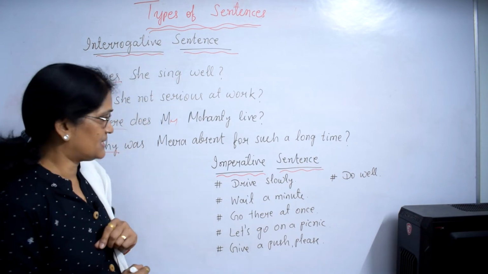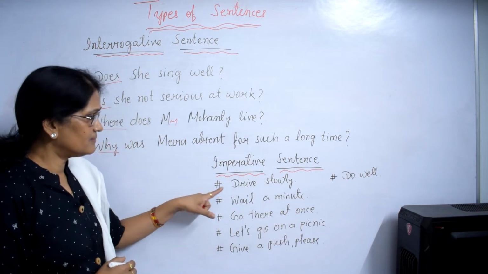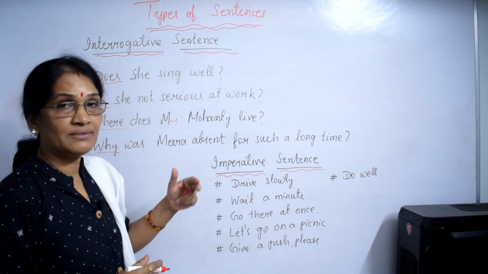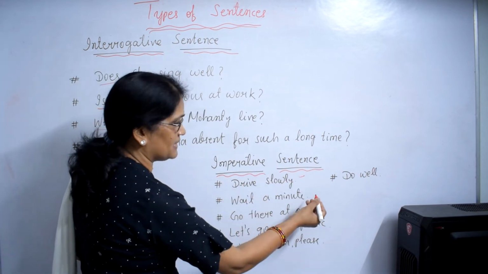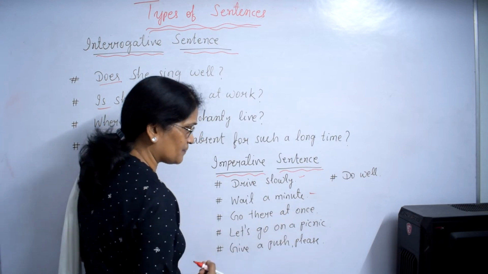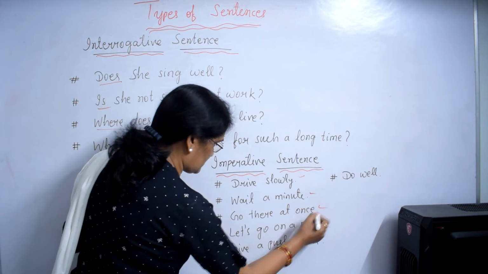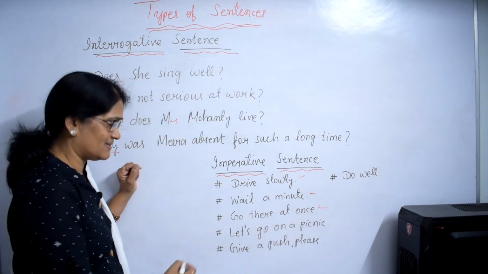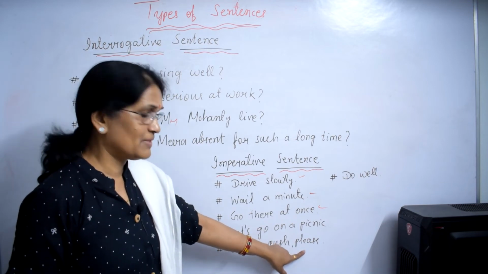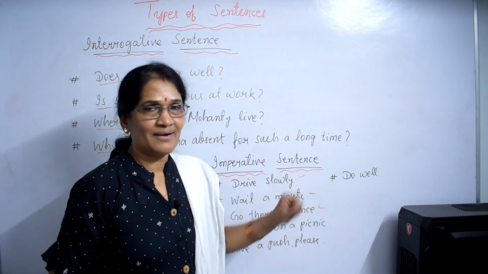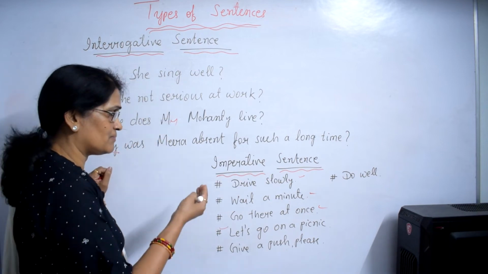These are imperative sentences. First sentence, drive slowly. Drive slowly means what? It expresses advice. Wait a minute, it may express order or suggestion. Go there at once, it shows order. Let's go on a picnic, it expresses suggestion. Give a push please, request. Do well, advice.